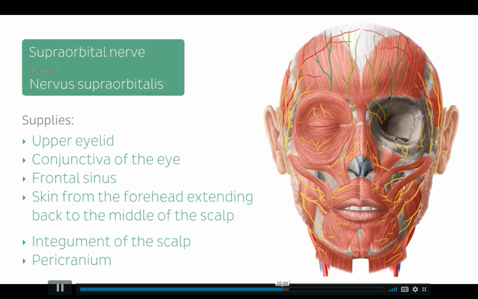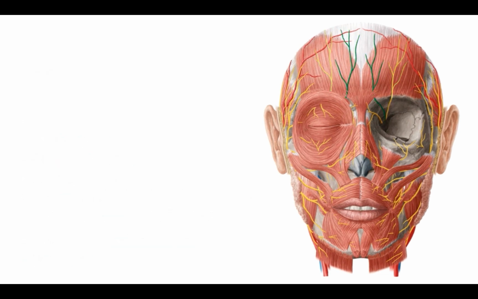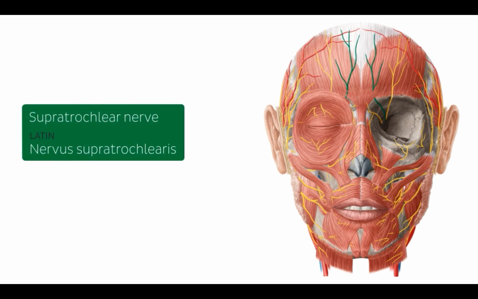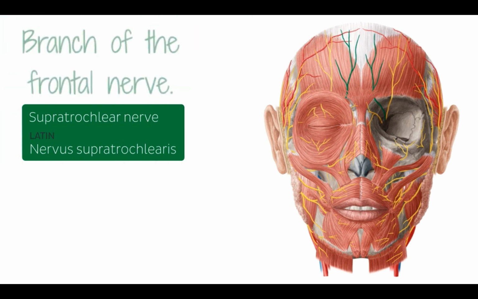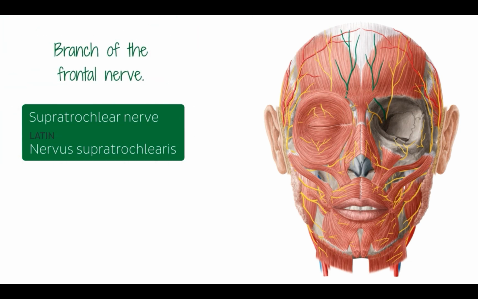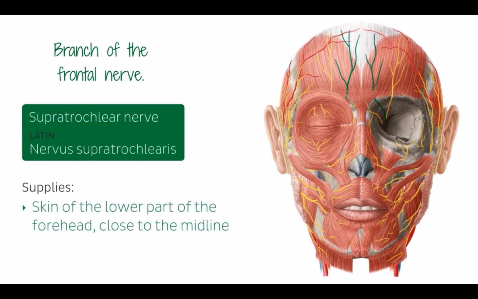Next, we're going to be seeing these nerves that we're highlighting, found a bit more medially. These are known as the supratrochlear nerves, one on each side, as you can see on this image. They are branches of the frontal nerve, but they are smaller than the supraorbital nerves. The supratrochlear nerves divide into branches which supply the following areas: the skin of the lower part of the forehead, close to the midline, the conjunctiva, and the skin of the upper eyelid.